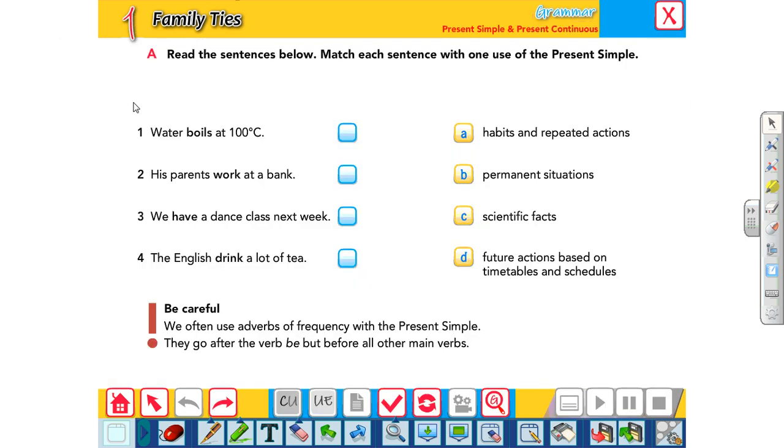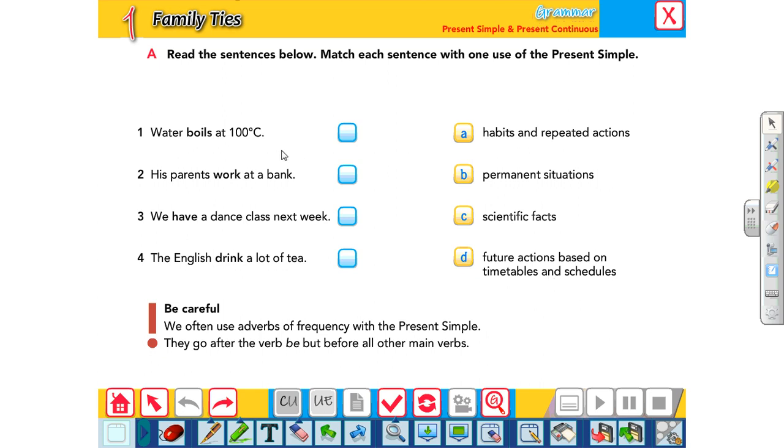Look here, that's our first exercise. What we're gonna do, read the sentences below, match each sentence with one use of the present simple. So, you have to read the sentences from 1 to 4 and match them with A to D. Water boils at 100. His parents work at a bank. We have a dance class next week. The English drink a lot of tea. Here, habits and repeated actions, permanent situations, scientific facts, future actions based on timetables and schedules.